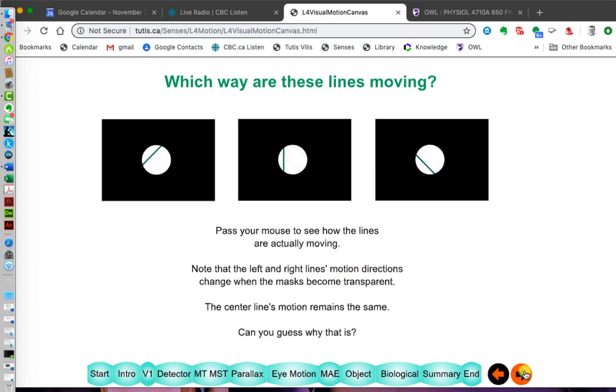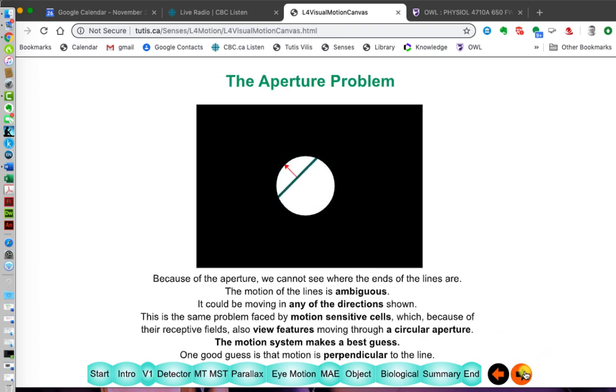So why is that? Well, the brain really doesn't know, or you can imagine that this receptive field of a neuron that senses motion can't really tell where the ends of the lines are. So it makes a best guess that the line is moving perpendicular to itself. So you have all these choices of direction, and it picks the one that's perpendicular.